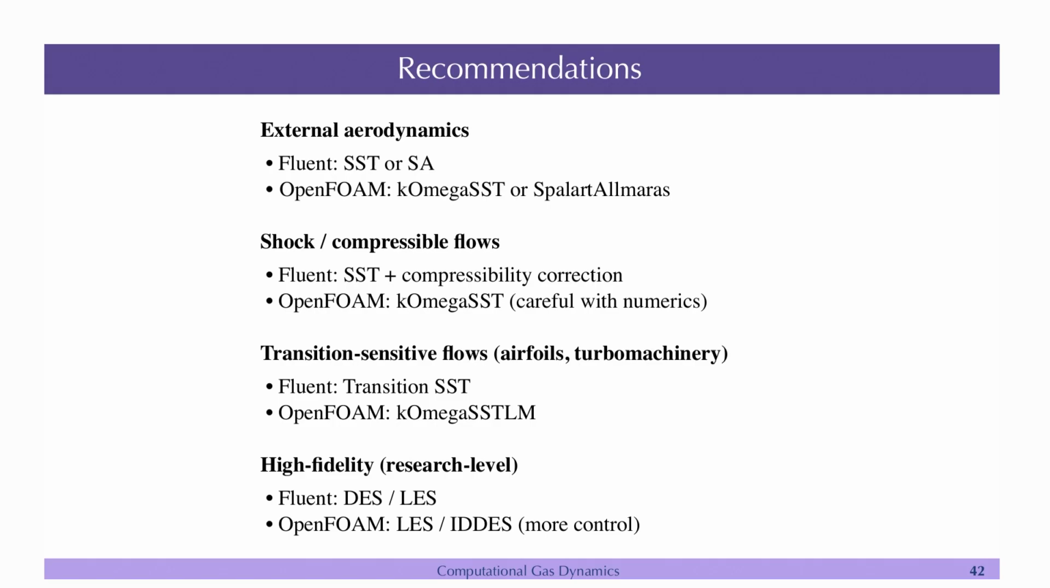So, for example, if you want to do external aerodynamics, then maybe SST or SA are good. Okay. Same thing we have in OpenFOAM also. If you want to use shock or compressible flow, the SST with the compressibility correction or K omega SST can be used. I mean, both are the same thing. Then if there is a transition, then you use transitional SST or K omega SST-LM. This is very common in turbomachinery flow, because the incoming Reynolds number is very low, right. So, you have to use that, and if you are using high fidelity simulation like LES or DES, then you have models for DES and LES. IDDES is something which is becoming very popular, improved delayed detached eddy simulation.